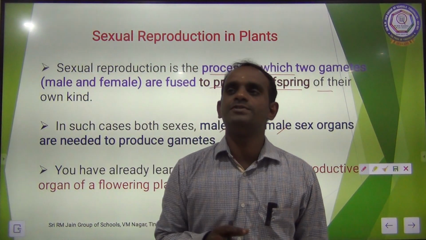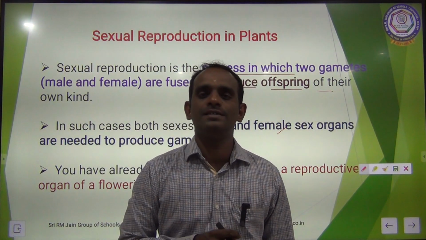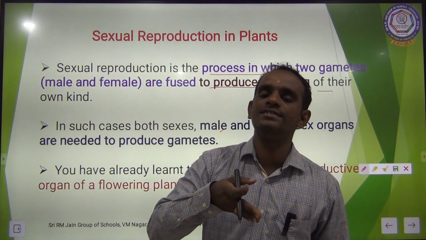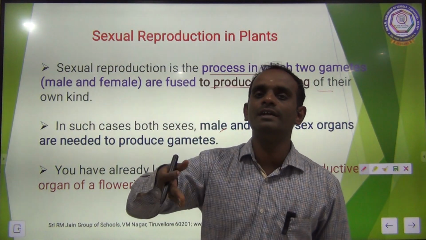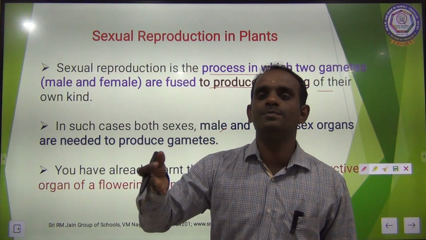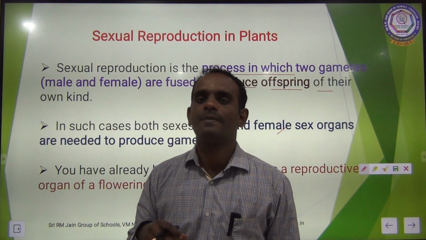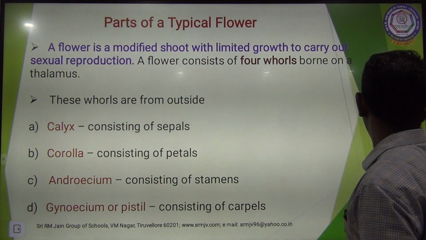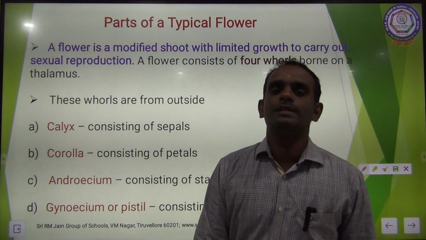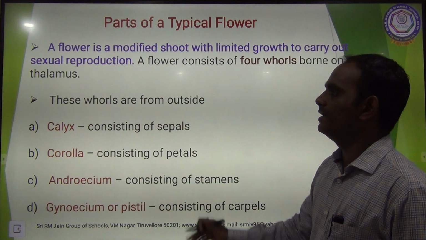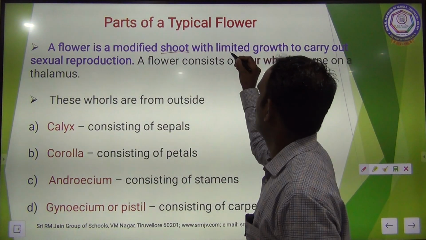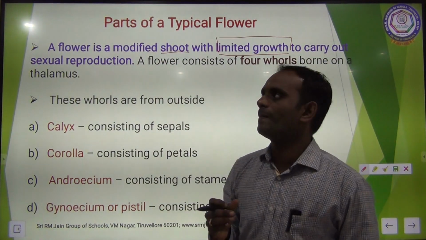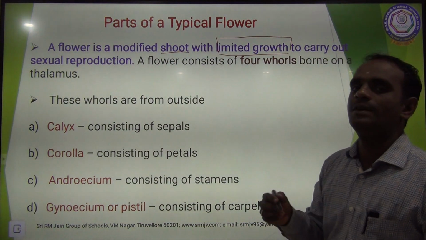Flowers. Why is it said to be the reproductive organ of a plant? It contains the reproductive organs, androecium and gynoecium. They are involved in reproduction, hence they are said to be the reproductive organs. Clear? Parts of a typical flower. A flower is a modified shoot with limited growth. You know very well, flowers have limited growth to carry out sexual reproduction.